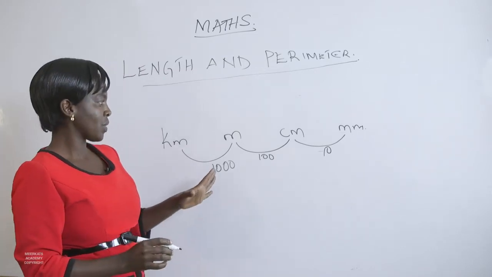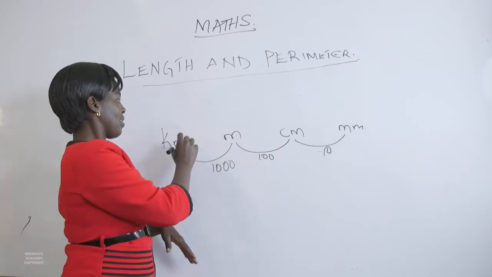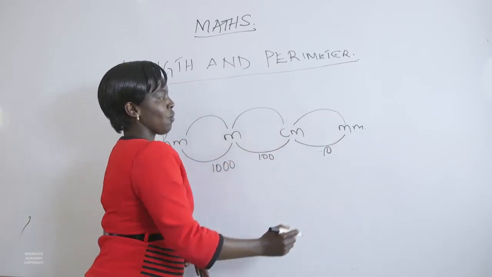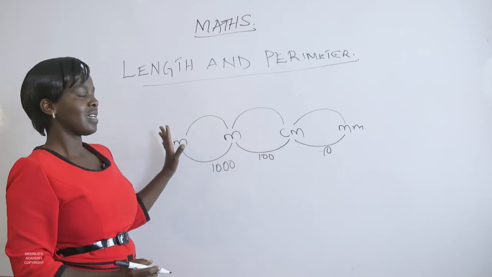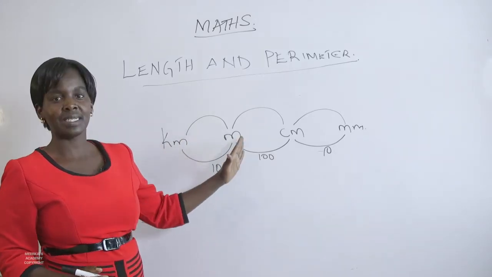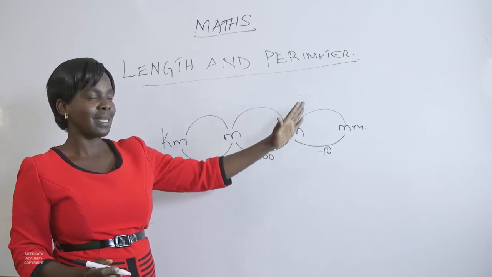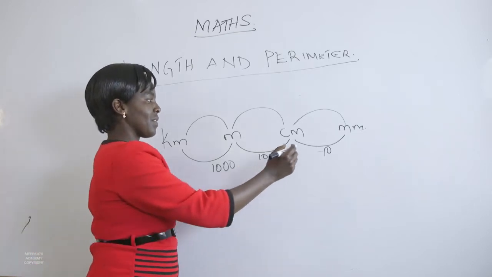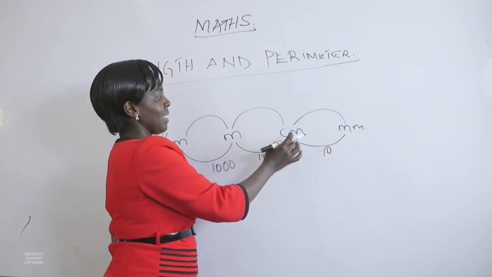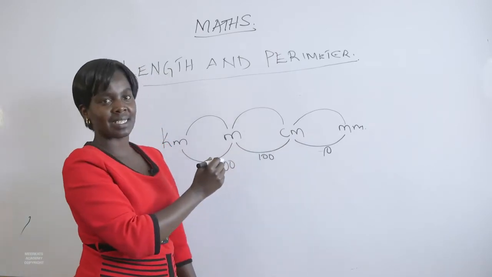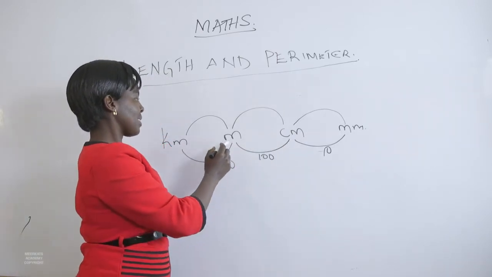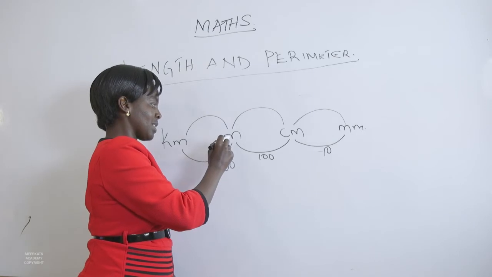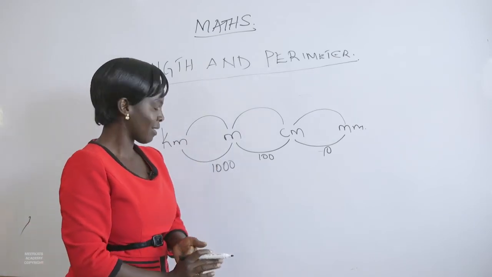So how do we go about it? If you are told to go from kilometers to meters, and then meters to centimeters, and centimeters to meters, what are we supposed to do? If you are coming from kilometers, going to meters, then to centimeters, and millimeters in that order, this is what you are supposed to consider. Because here we have said there's a difference of 10. Then from centimeters to meters, there's a difference of 100. And from meters to kilometers, there's a difference of 1,000.